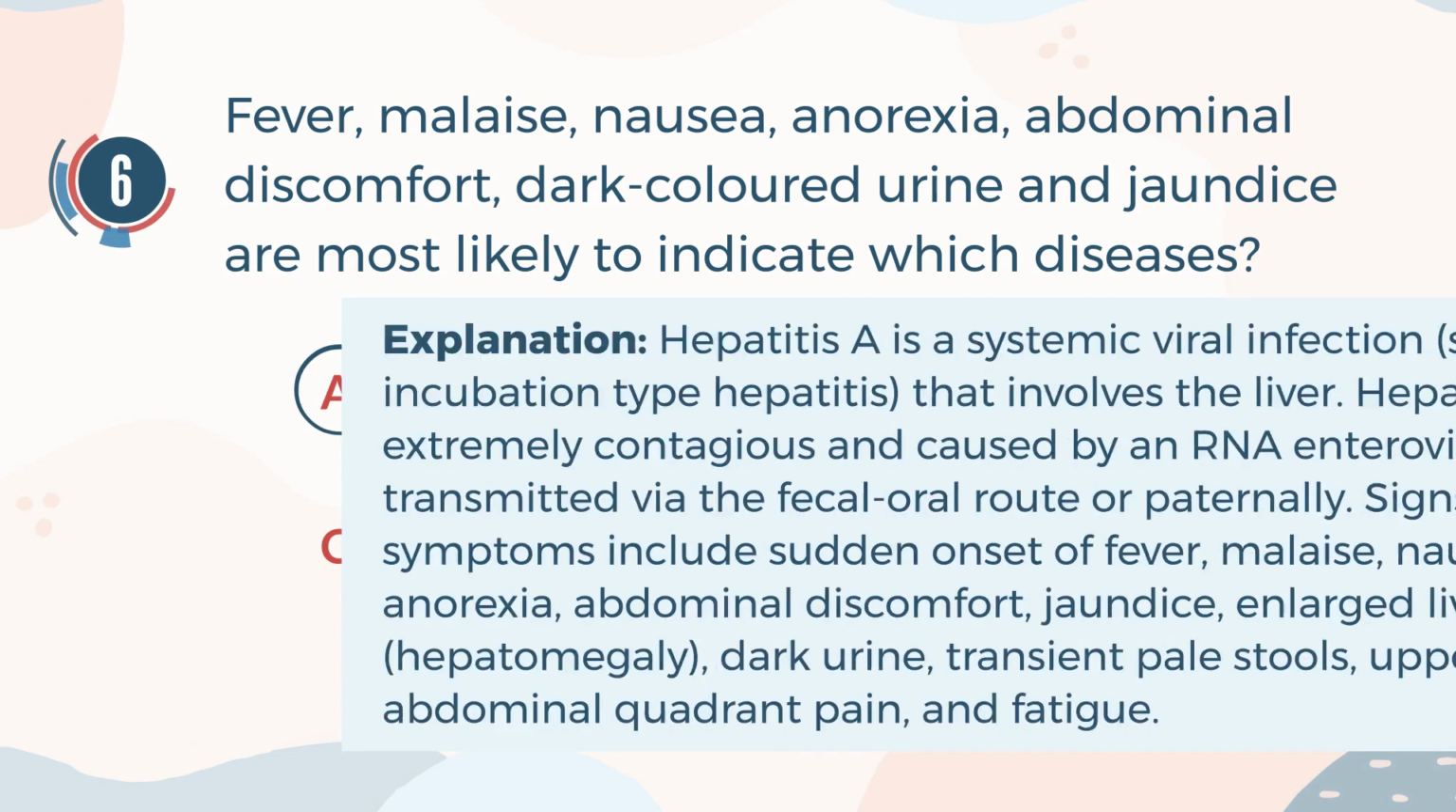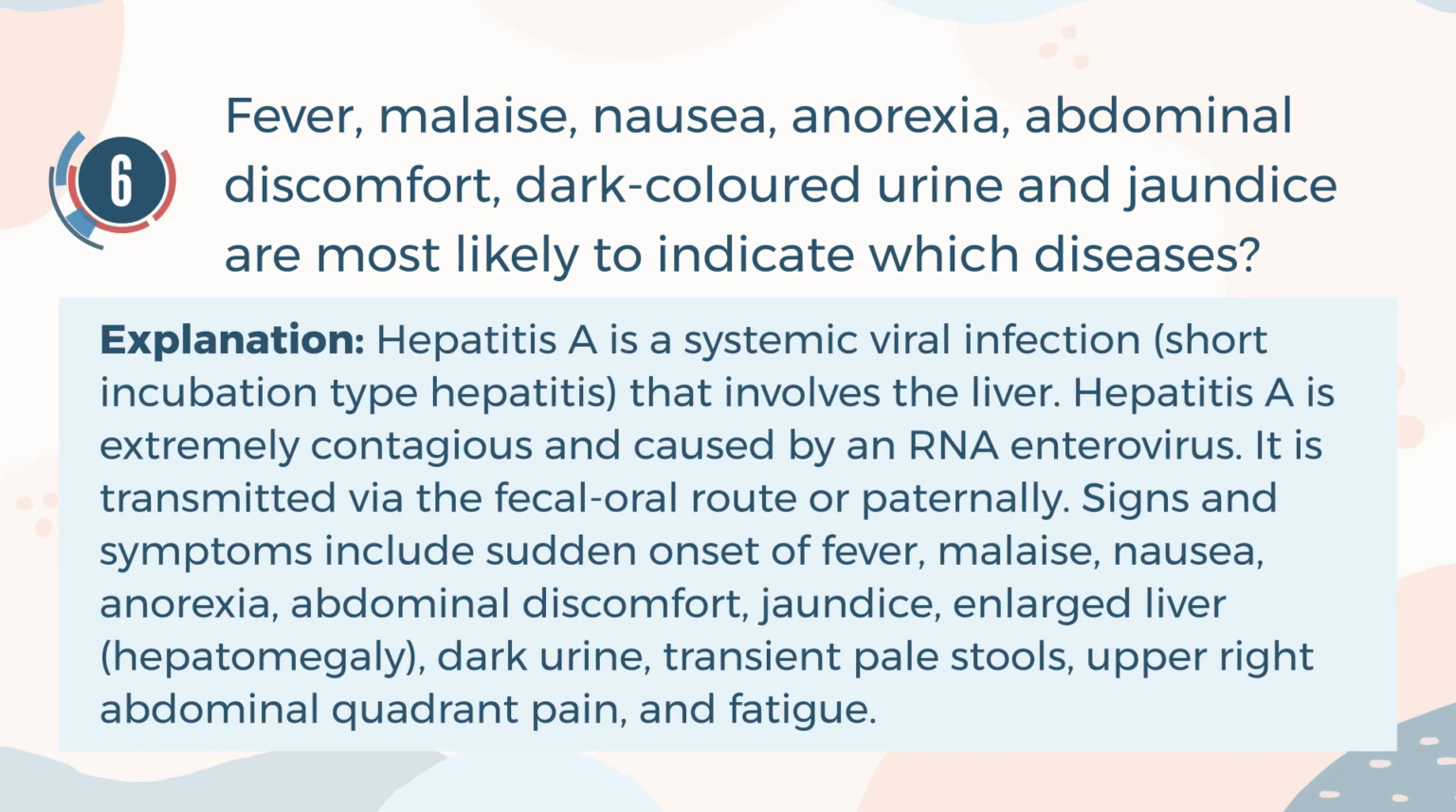Hepatitis A. Explanation. Hepatitis A is a systemic viral infection, short incubation type hepatitis, that involves the liver. Hepatitis A is extremely contagious and caused by an RNA enterovirus. It is transmitted via the fecal-oral route or parenterally. Signs and symptoms include sudden onset of fever, malaise, nausea, anorexia, abdominal discomfort, jaundice, enlarged liver, hepatomegaly, dark urine, transient pale stools, upper right abdominal quadrant pain, and fatigue.